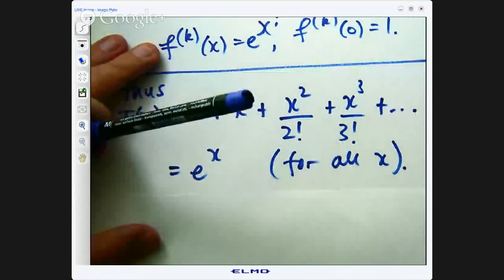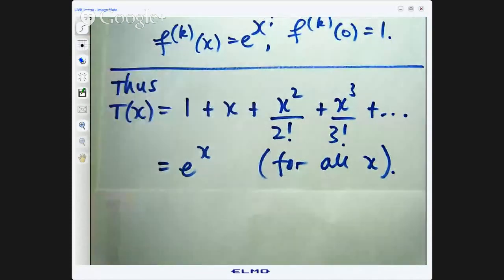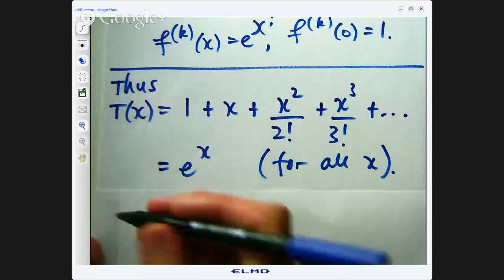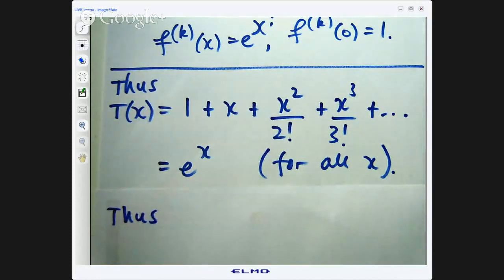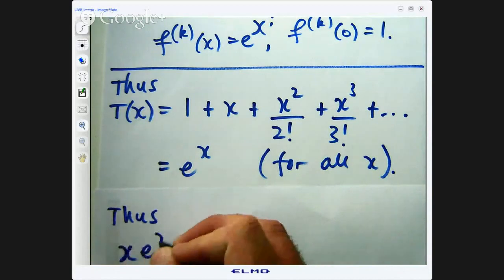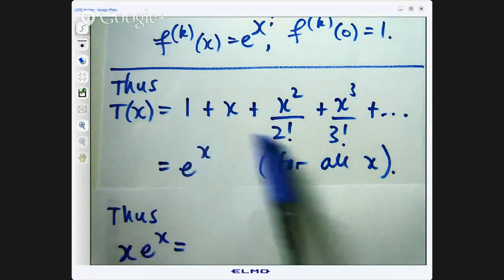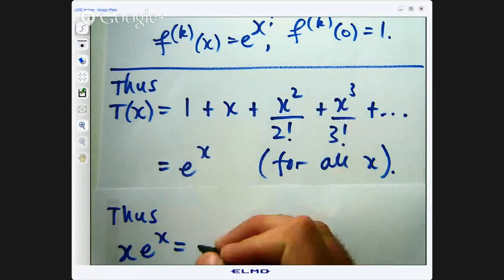Let's use that, and we'll start a new page. So this is now the second part. I've got x e to the x equals x times all of this series here.